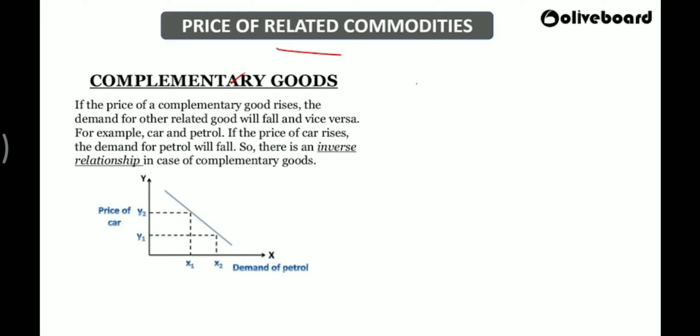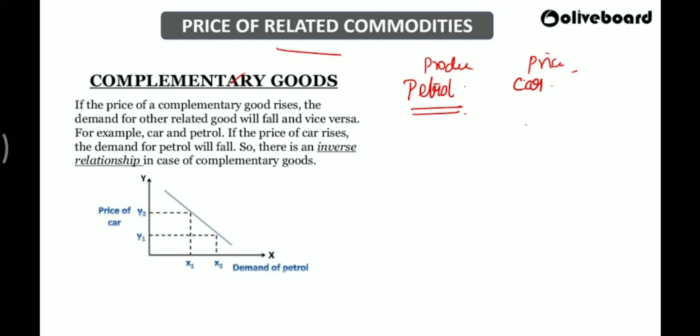Suppose my product is petrol, and here I have taken price of the car. My product is what? Petrol. And the other product? Car. Now I am talking about my product petrol, and now I am talking about price of the car. Suppose petrol car prices keep on increasing.